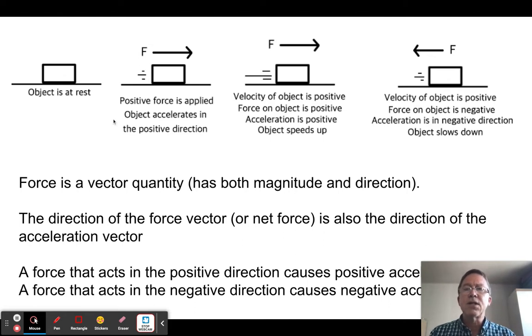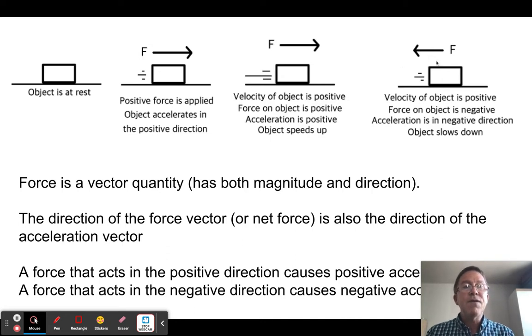All right, so let's take a look at this. I have an object that's at rest. No force, no acceleration. A force in the positive direction is applied to it, so therefore the object is going to begin to accelerate in the positive direction. And as long as that force is applied in the positive direction while the object moves in a positive direction, it will continue to gain speed in the positive direction.